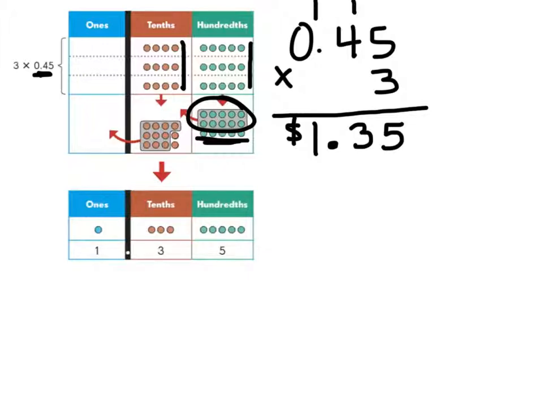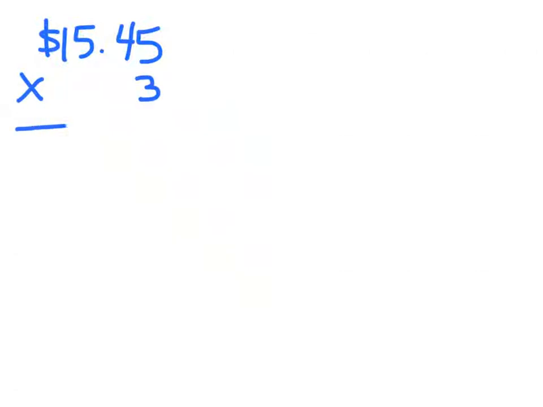Let's work through another example. In this example, we're going to multiply decimals with 2 decimal places by a whole number. So Marcus bought 3 DVDs for $15.45 each. How much did he pay in all? All right, so we bought 3 for $15.45 each.